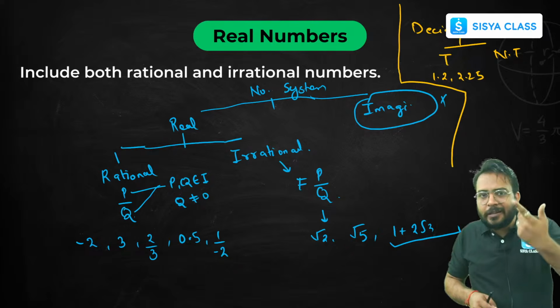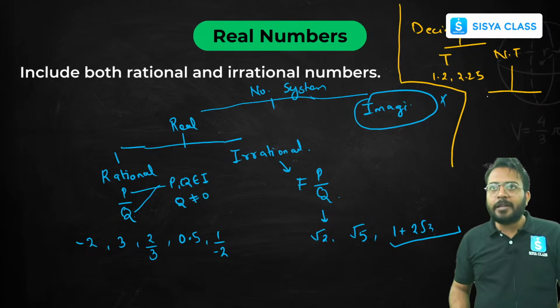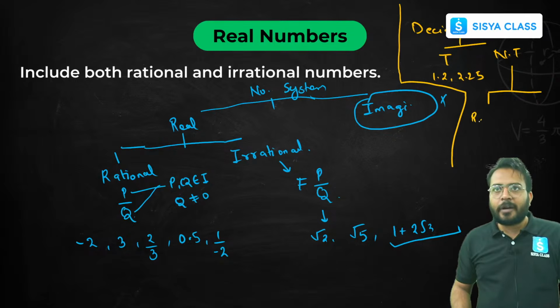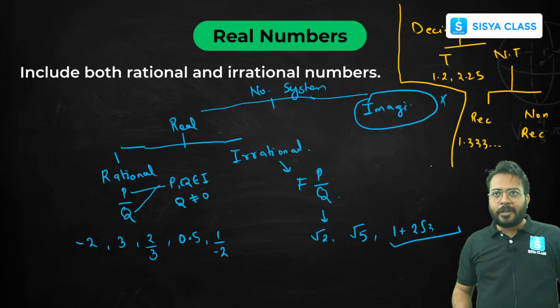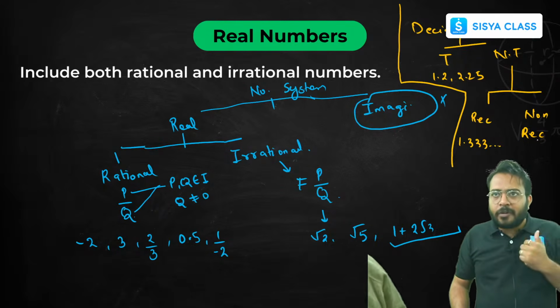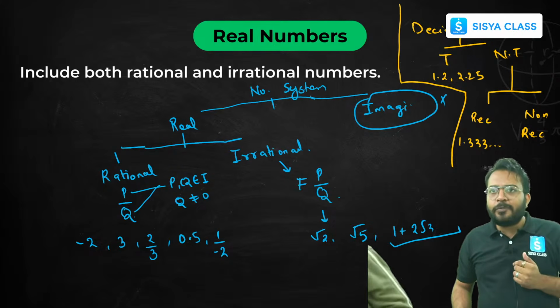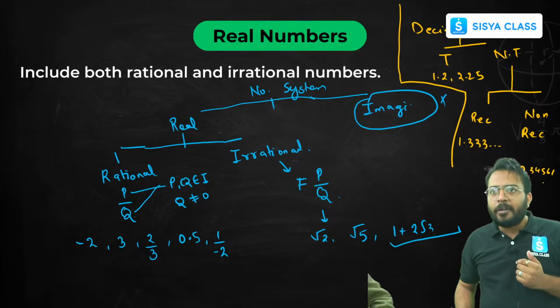But the non-terminating ones are again categorized into two parts, that is recurring and non-recurring. What are recurring? Recurring means if you are having 1.33333 dot dot dot, yes or no? These are all types of recurring decimal numbers. And non-recurring means if you are having 1.23457 dot dot dot.